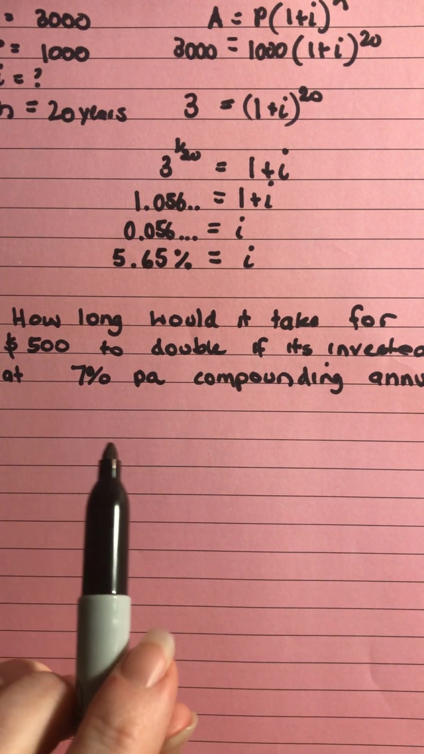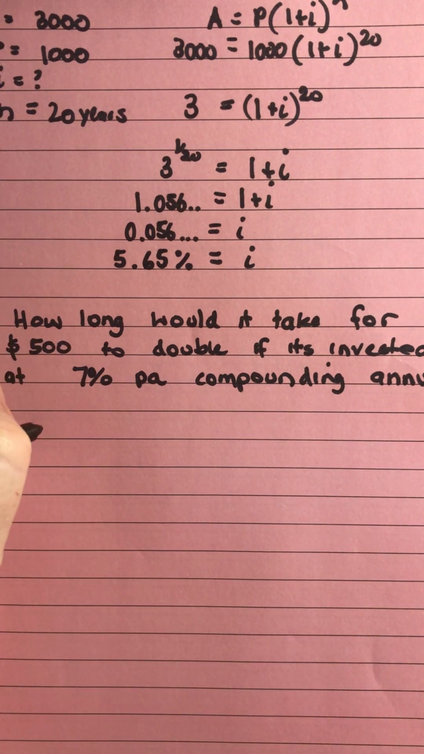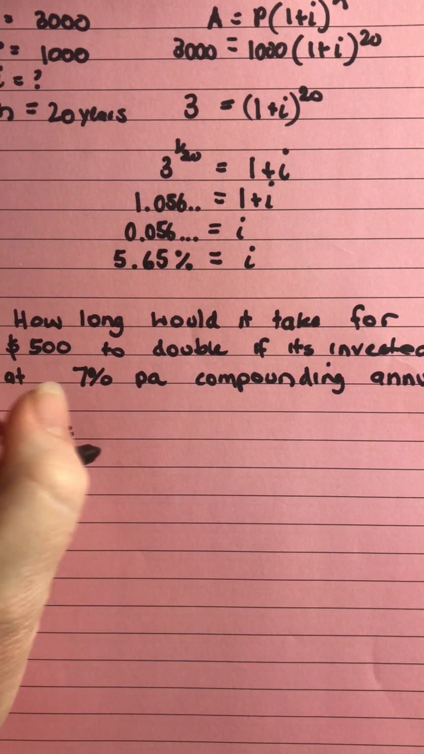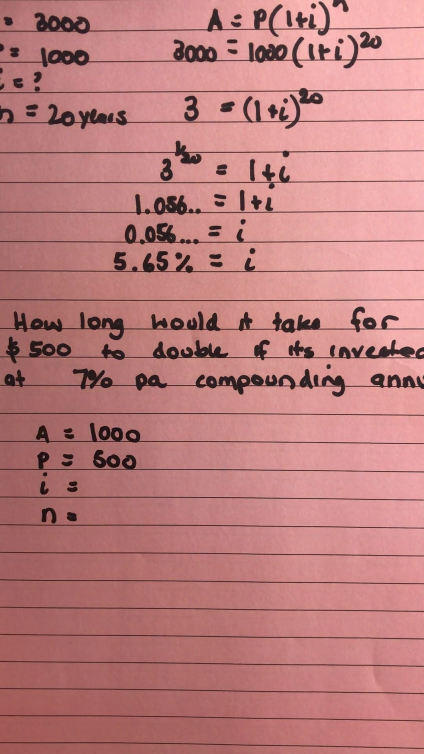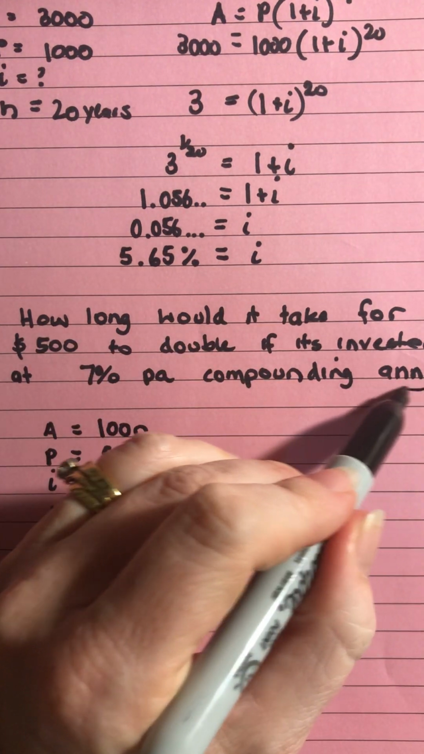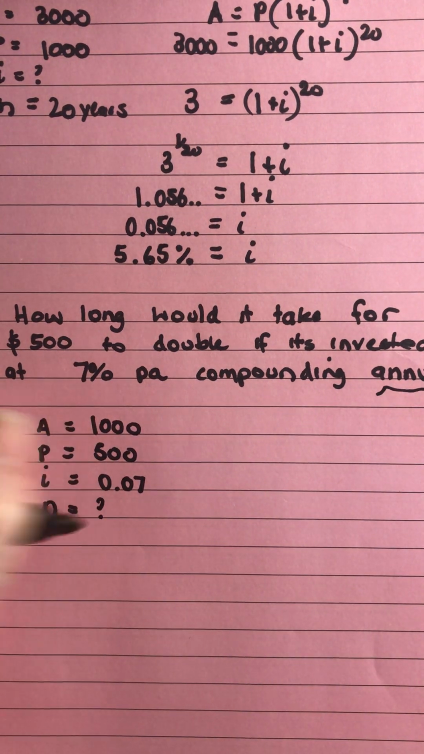how long would it take for $500 to double if it's invested at 7% compounding annually. So we start with our same again, A, P, I, N. Now if we start with $500 and it doubles, we would have to get to $1,000. Then we've got our I is 7% or 0.07. It's compounding annually, so I don't need to change that. And then my N is what I'm working out.